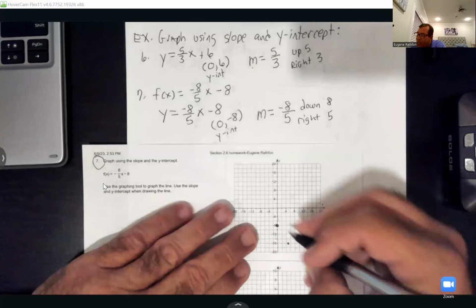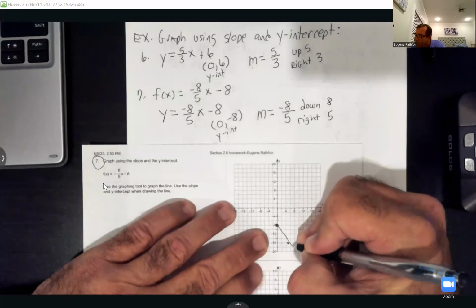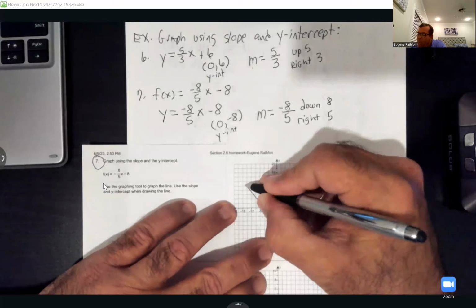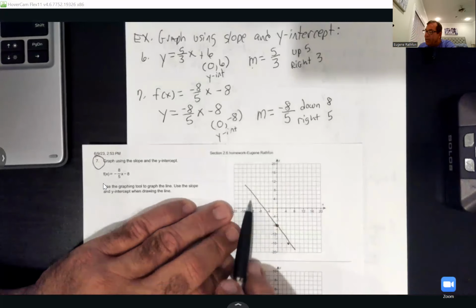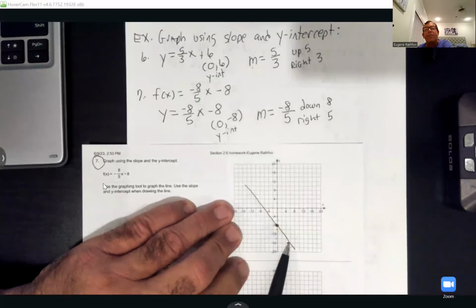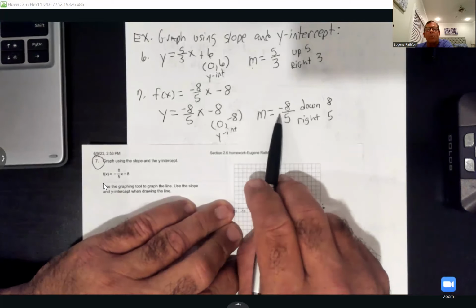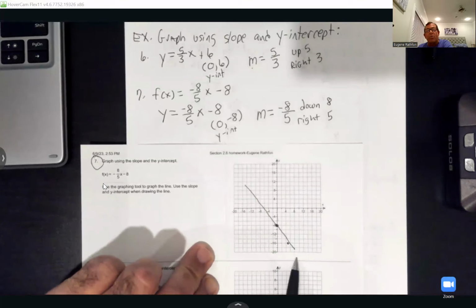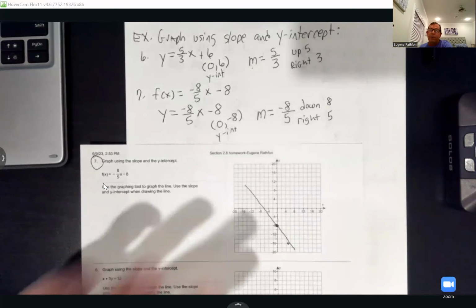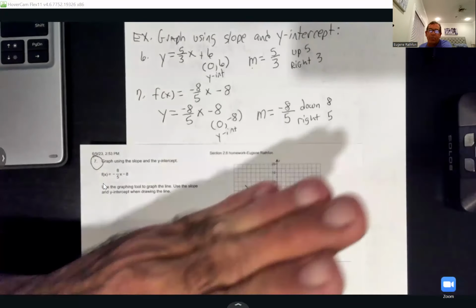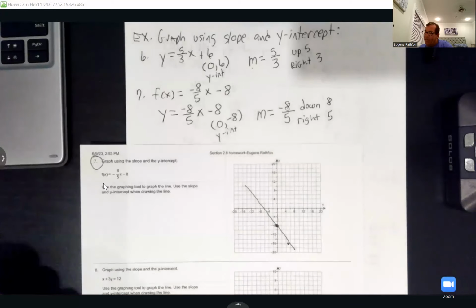Once we put that second point, Math Lab will draw a line. Now notice, this line's going downhill left to right because we had a negative slope. So notice the slope gives you the direction of those lines. Positive goes uphill, negative's going downhill.